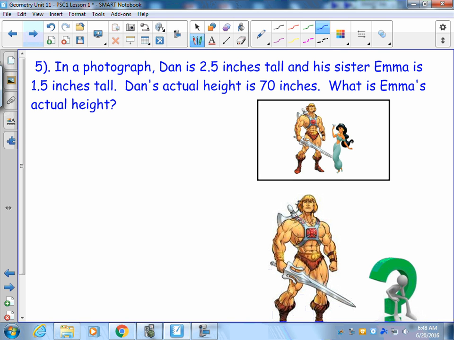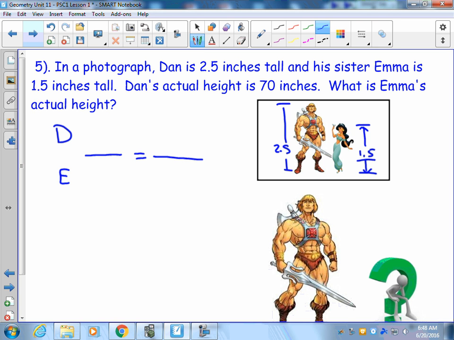Okay, now, just a couple quick examples here to wrap up, looking at the real world situation here. So we've got a photograph. Dan is 2.5 inches tall. Okay, his sister Emma is 1.5 inches tall. And we know Dan's actual height is 70 inches. Okay, so one thing that we want to be careful when we're setting up our proportions is that we're putting the values in the right spot.